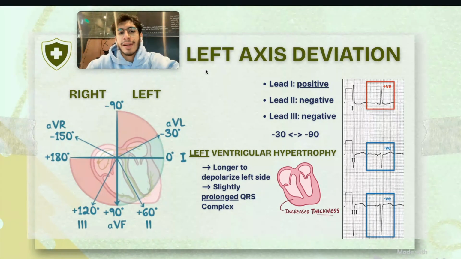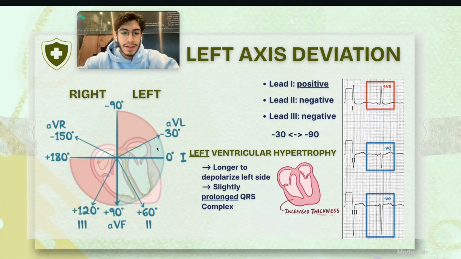If it's saying left axis, that means it's going to be going to the left side a bit more. And there's a right axis where it's going to be going to the right side a bit more. Normally, the normal axis is between negative 30 to positive 90. Negative 30 from AVL to positive 90. It's this all the way.